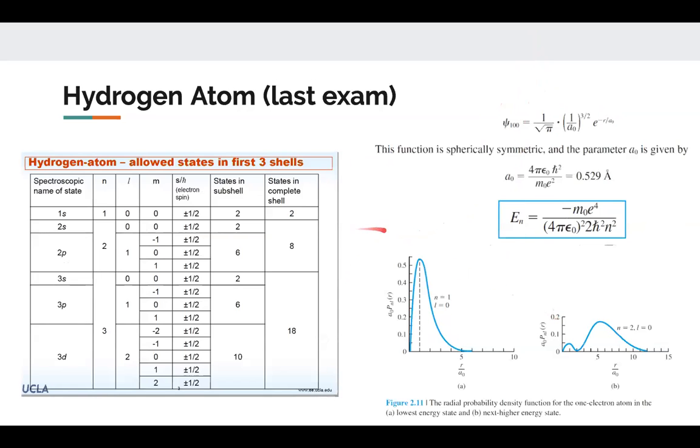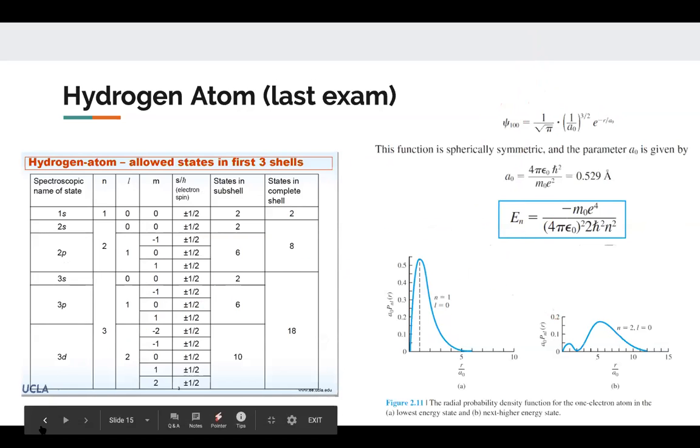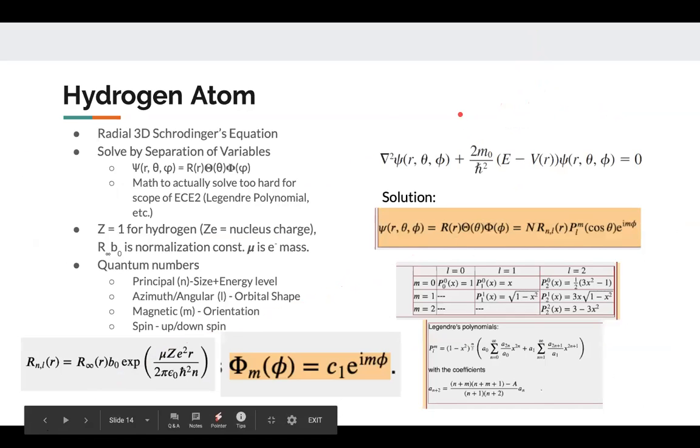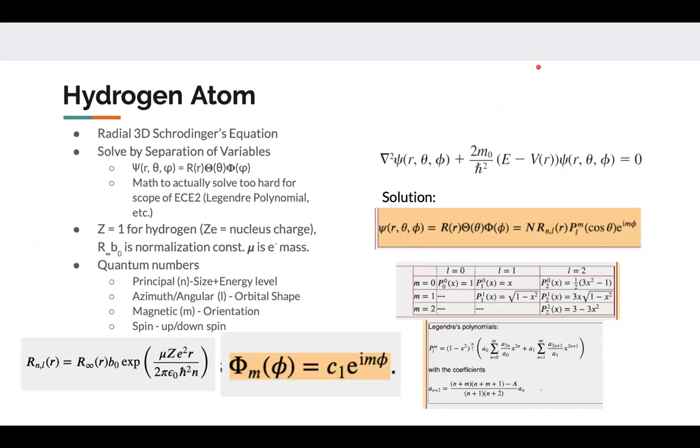First hydrogen slide, yes, I can. Last slide. Yeah, so is there a question?